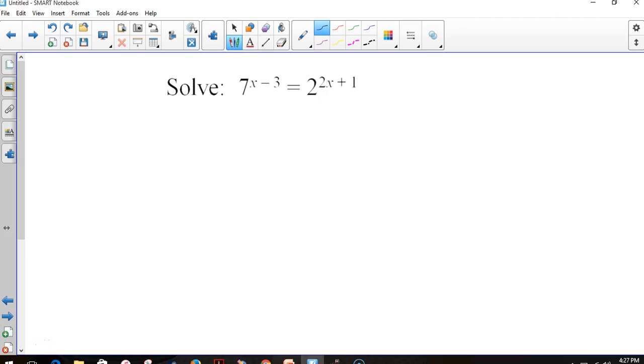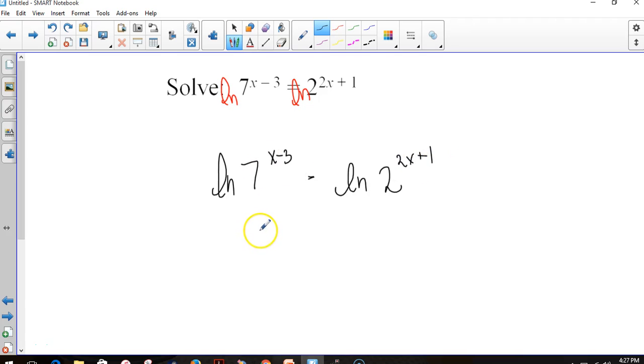And when you have something that has 2 different bases, we're going to have to use an ln because you can't do a log base 7 on one side and a log base 2 on another. You have to take the same bases on both sides. So we're going to say the ln on both sides. So now I have ln of 7 raised to the x minus 3 on the left and ln of 2 to the 2x plus 1 on the right. Natural log is just an ugly way to say log base e of something, right?